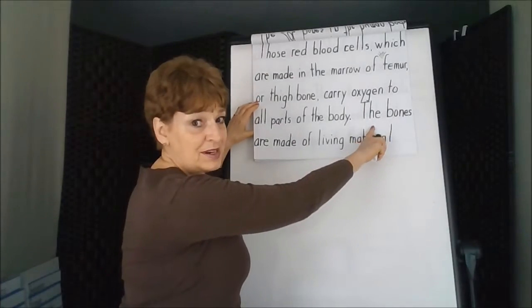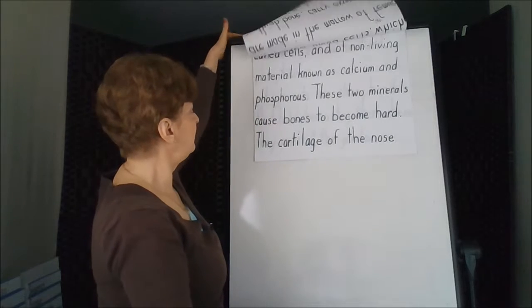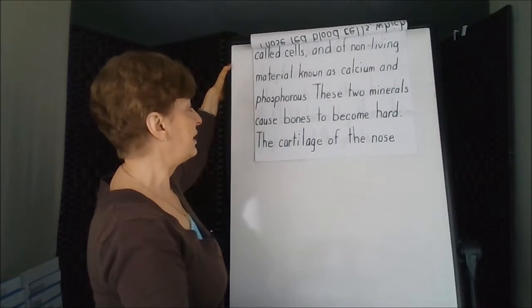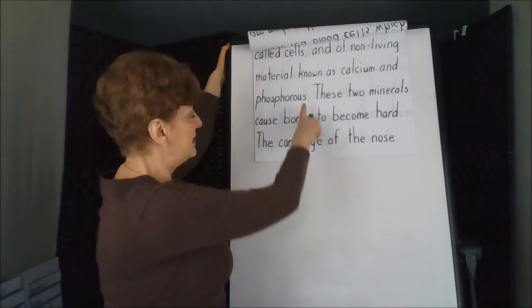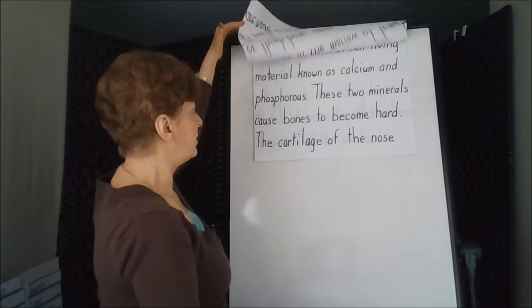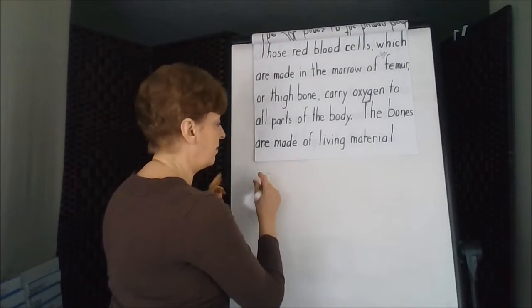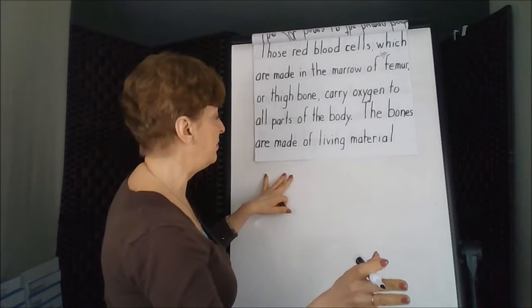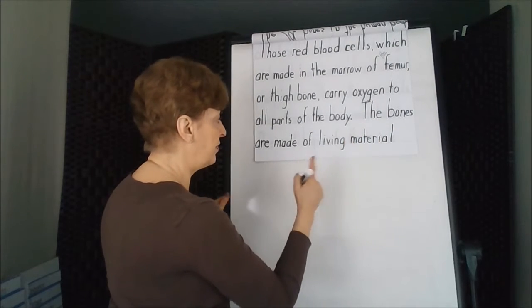We're right here, starting again. The bones are made of living material called cells and of non-living material known as calcium and phosphorus. All right, I'm stopping here at the period. They're talking about bones again. I'm still under the topic of bones. I probably don't have to write that again because it's already in your notes from previous notes. But yeah, they're talking about two different things now.